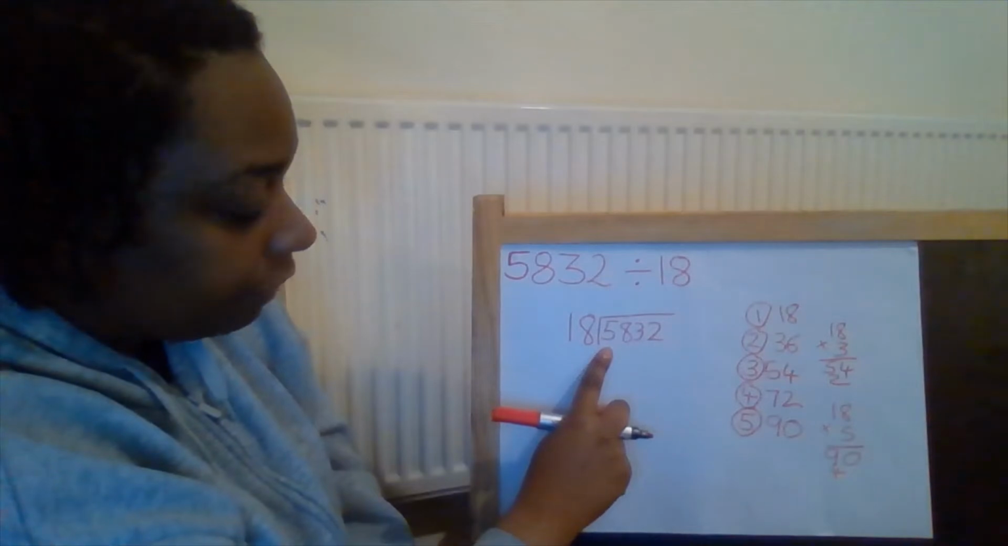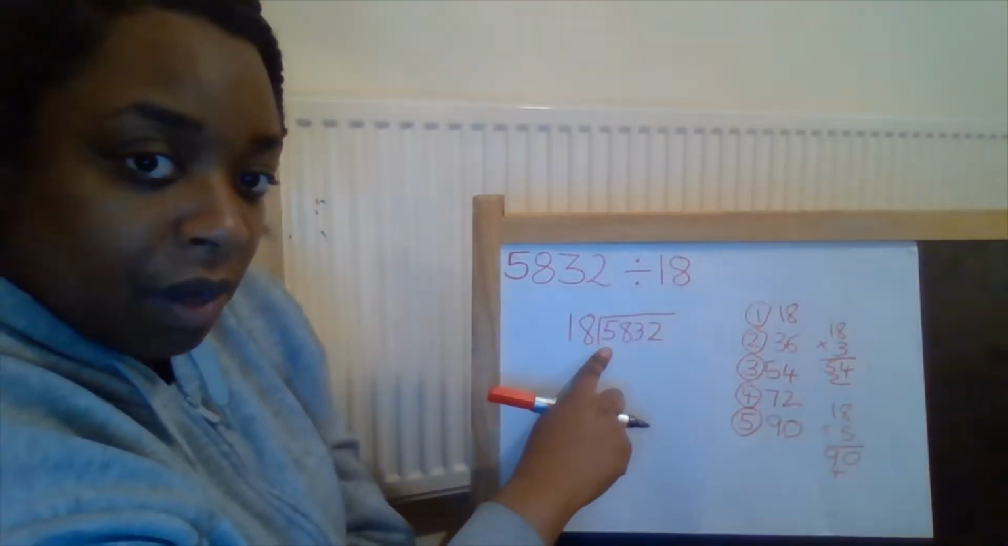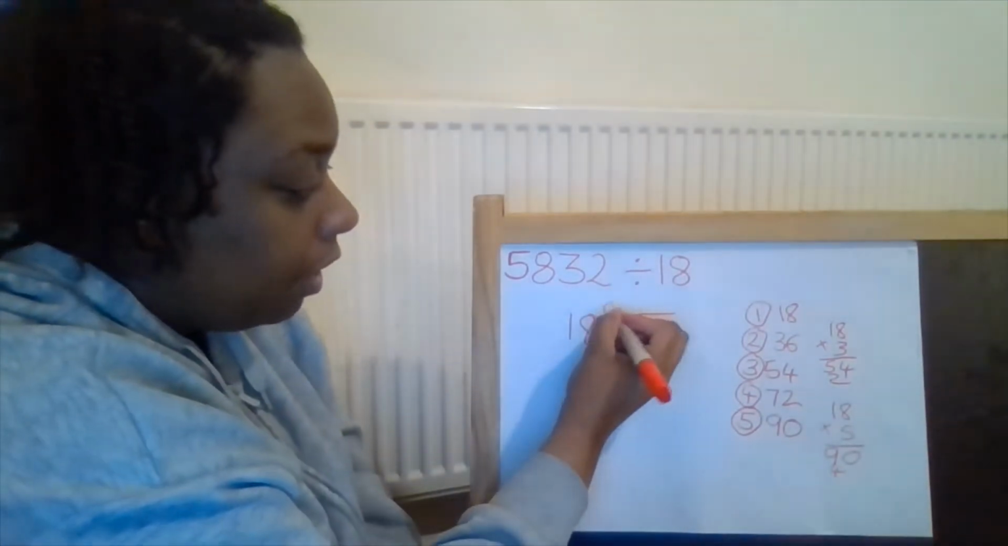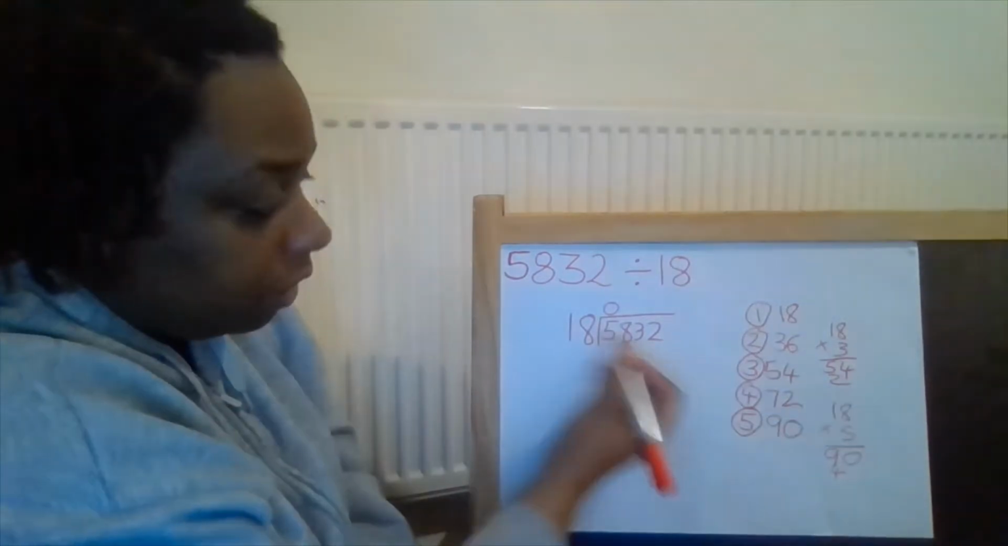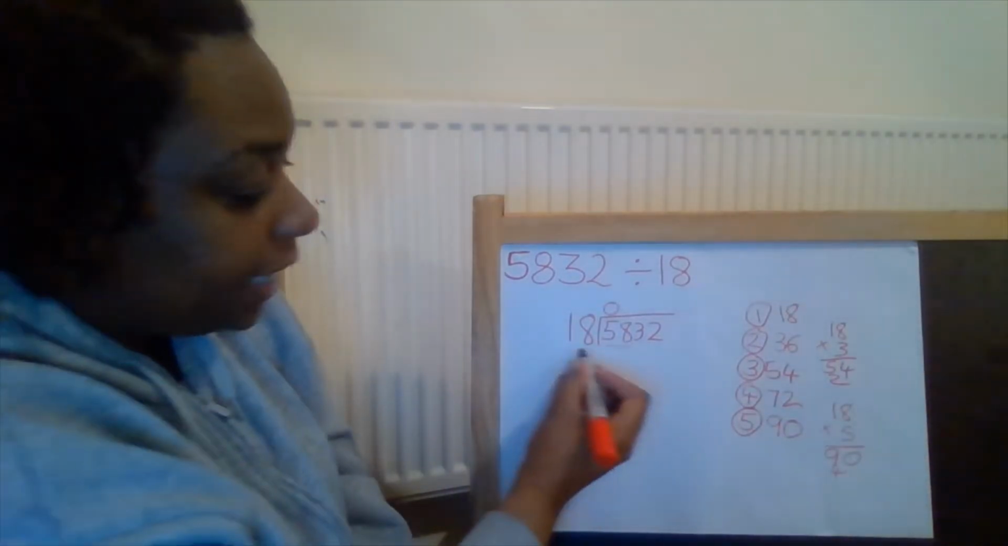So let's go back to our original question, and we're going to look at first how many times does 18 go into 5? Well, 5 is smaller than 18, so we can't get any multiples out of that, so that's a 0. And then we're going to look at the next 2 digits. So we're looking at 58. So how many times does 18 go into 58?